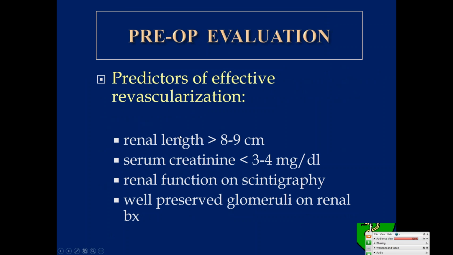So therefore we sometimes use some factors that can help us decide if the patient should undergo revascularization. That would be assessment of the size of the kidneys. Effective revascularization would be if the kidney is normal in size, over 8 to 9 centimeters. Also, if there is a normal serum creatinine of less than 3 to 4 milligrams per deciliter, and also if renal function is preserved on scintigraphy, and glomeruli are preserved on renal biopsy.